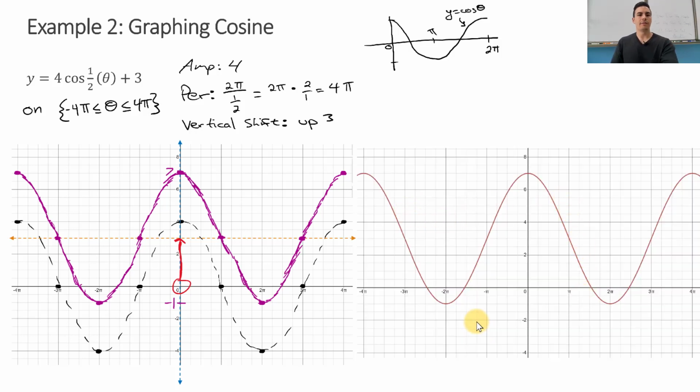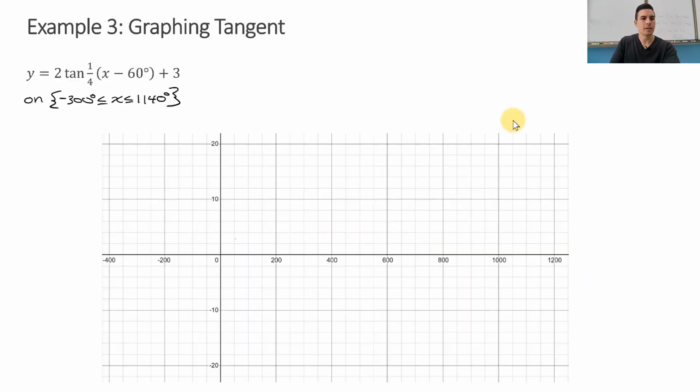All right, now we're going to graph a tangent graph. So I've got 2 tangent 1/4 x minus 60 degrees plus 3. So now we're in degrees mode, and we're asked to plot this on negative 300 to 1140 degrees. So amplitude for tangent, none. Remember, tangent does not have an amplitude.